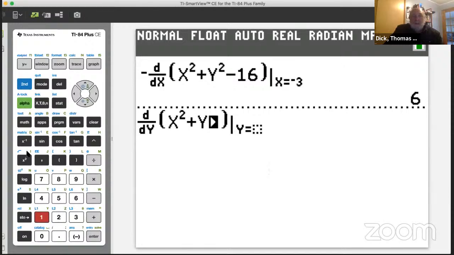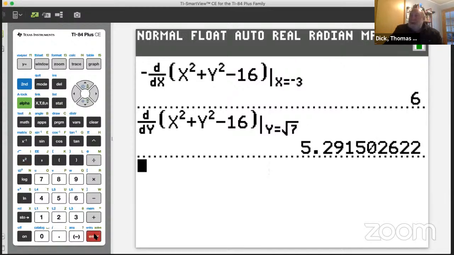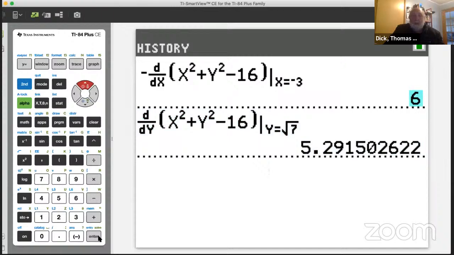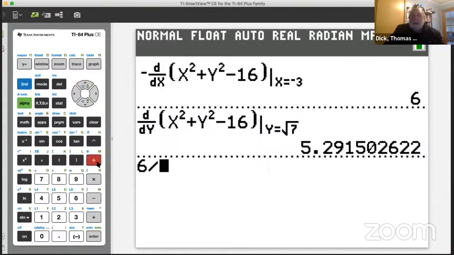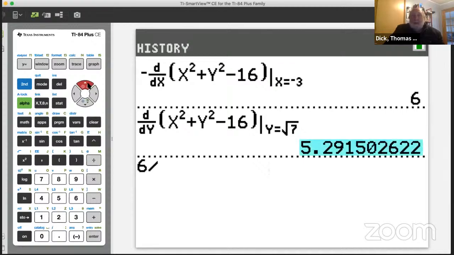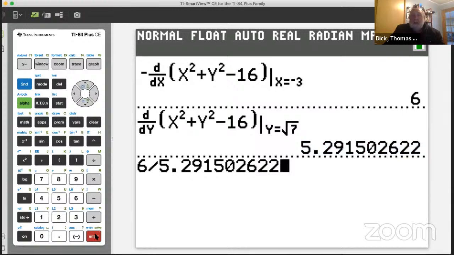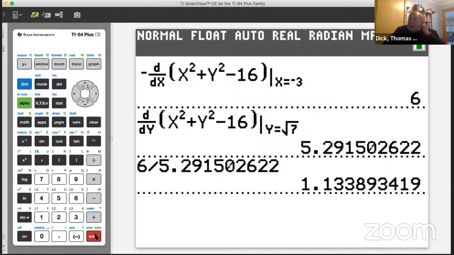So that'll be x squared plus y squared minus 16. And that's at y equals the square root of 7. I've got these 2 values now, and what I'm going to do is just take the ratio of these 2 values, the first one over the second one. So I'll just go up and divide by this one. And that should be the same as the implicit derivative of y with respect to x.